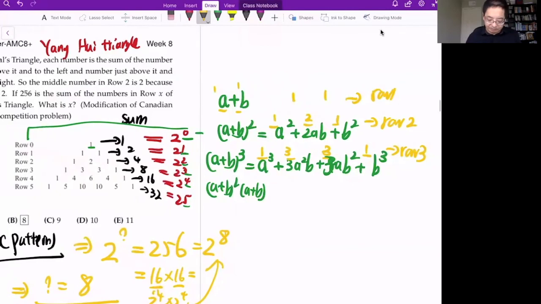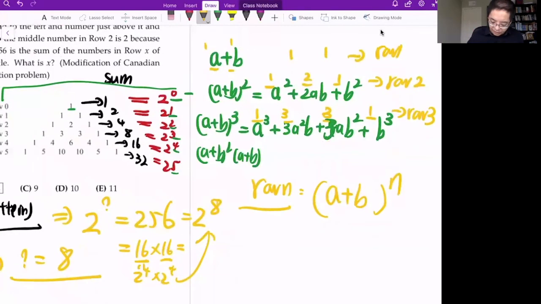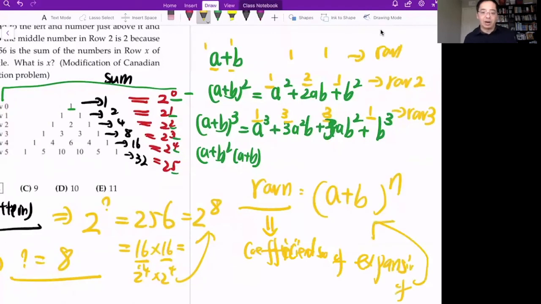So basically, for the row n, what you do is (A + B) to the power n, and then you write out all those coefficients. So row n is the coefficients of the expansion of (A + B) to the power n.